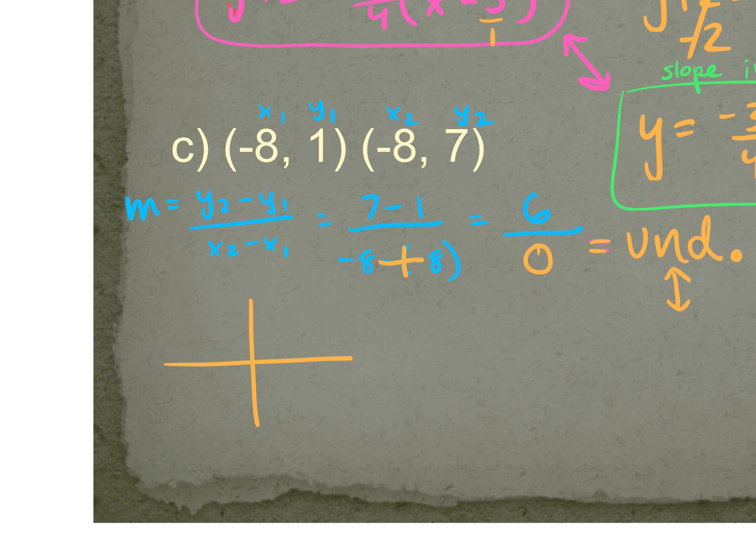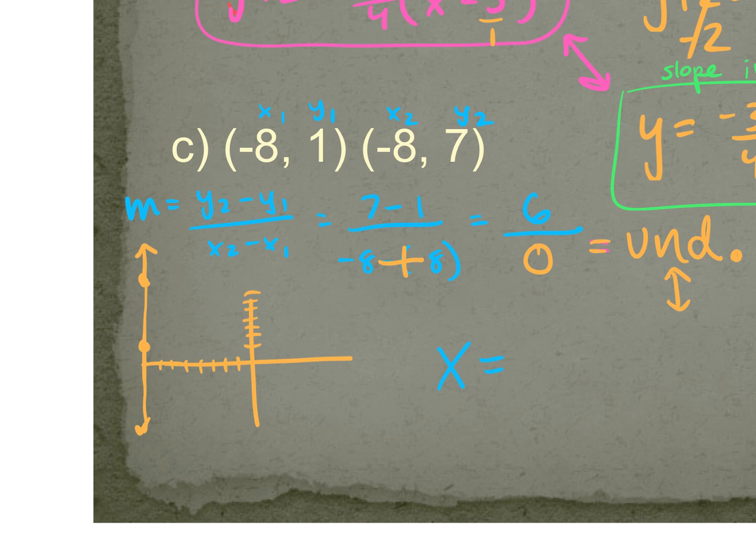So negative 8, 1, and negative 8, 7. So we have a vertical line going through those 2 points. Now for our equation of this line, is it x equals or y equals? X equals. How did we know it was going to be x equals? Not only because it's vertical, but how else could we tell? It touches the x-axis. So whatever axis it touches, that's the variable you start with.